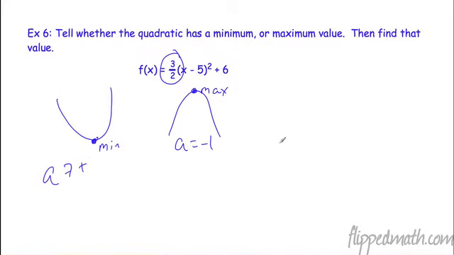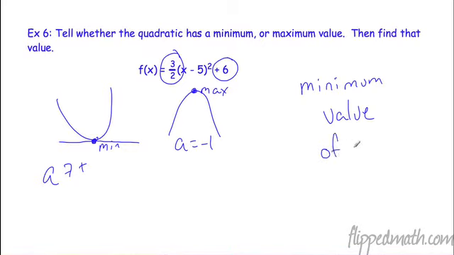So A here is positive. So I know I have a minimum value. And my minimum value is not the x-coordinate. I don't care where it lines up. I want to know how low that goes. Well, what is the y value here? The y value here is 6. So in this one, we have a minimum value of 6. All right, piece of cake.